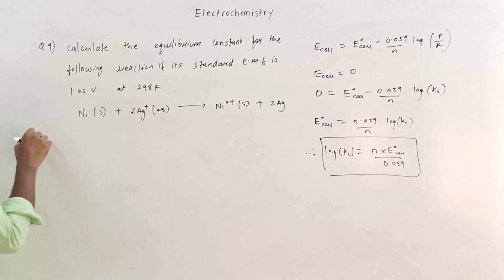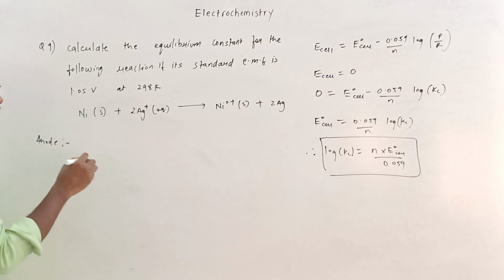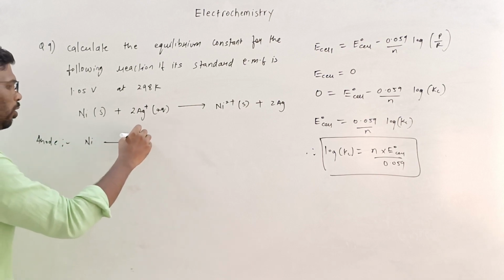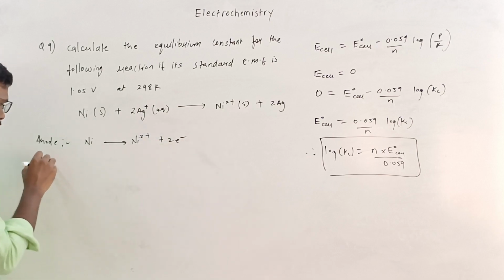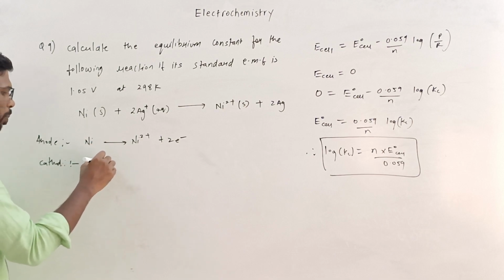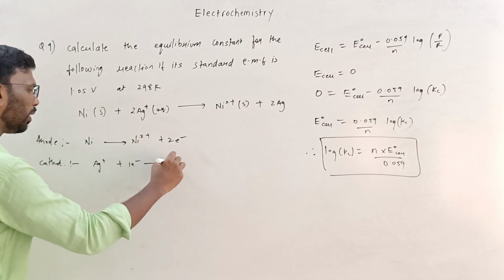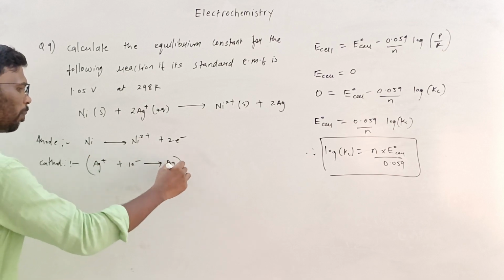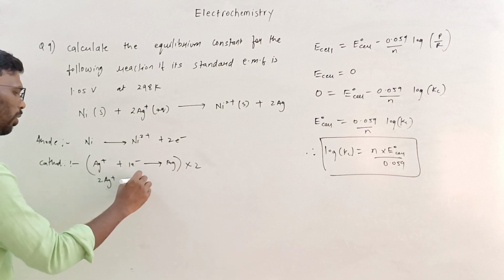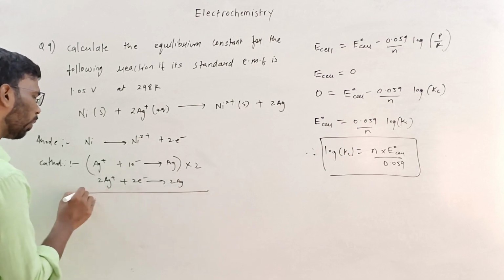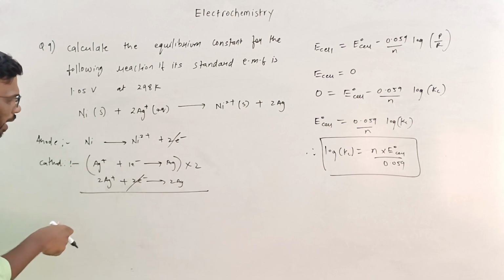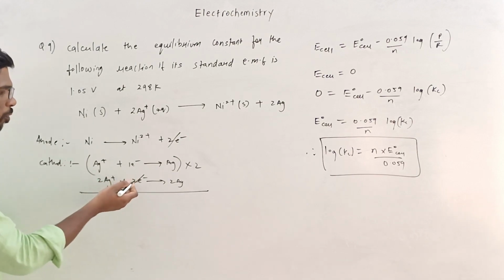If you see the anode half reaction, what is getting oxidized? Nickel is getting oxidized. So nickel will change to Ni2+ by loss of 2 electrons. And what happens at the cathode? Ag+ will accept 1 electron to change to Ag. So I'll multiply this by 2 so that the number of electrons become equal. So this is 2Ag+ and 2 electrons giving 2Ag. So the overall equation, you will be getting this. But here the number of electrons n is equal to what?